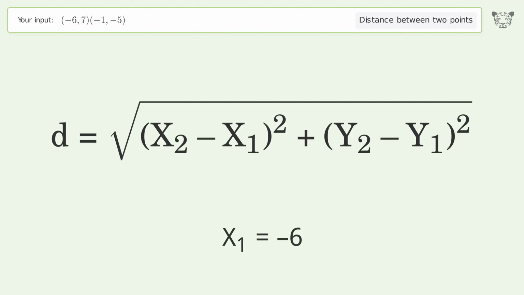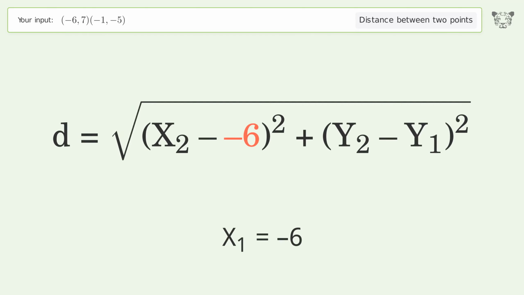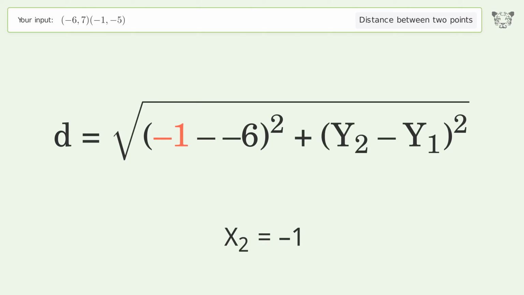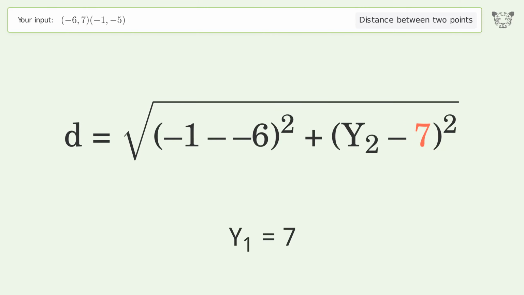x1 equals -6. x2 equals -1. y1 equals 7. y2 equals -5.